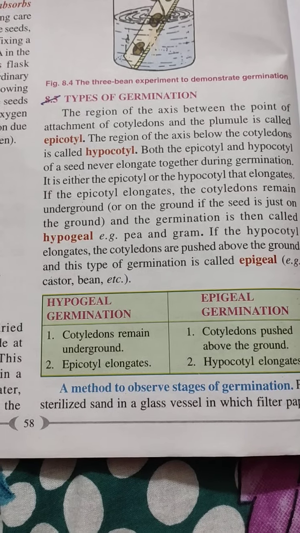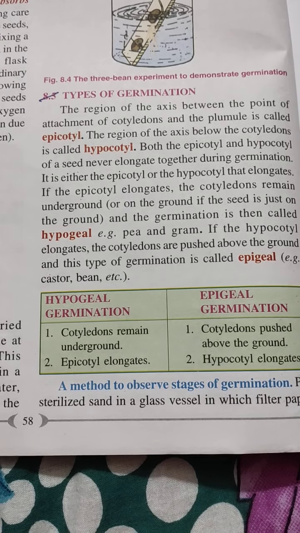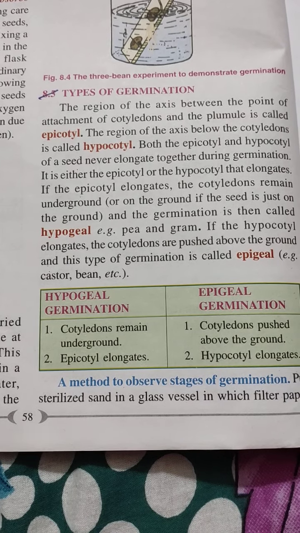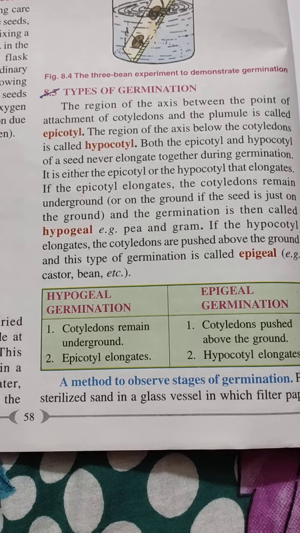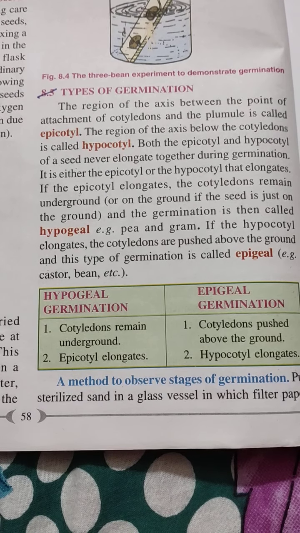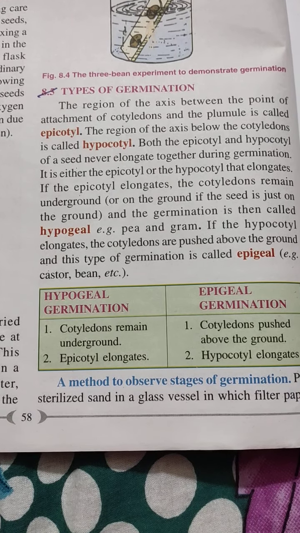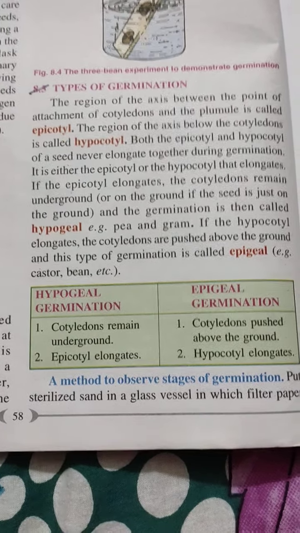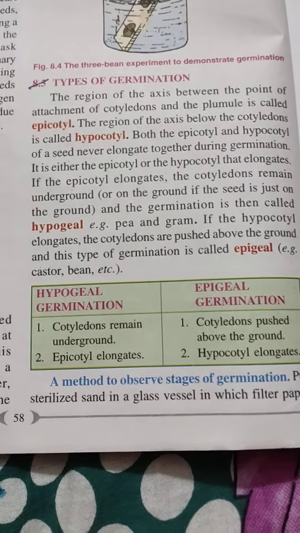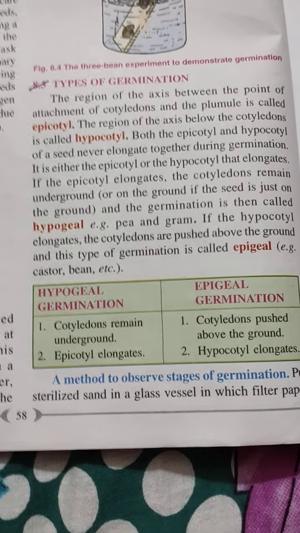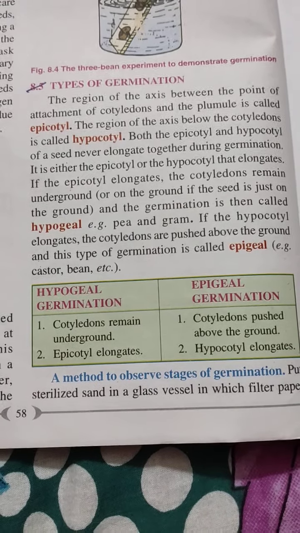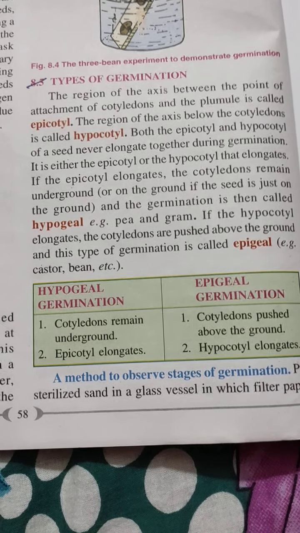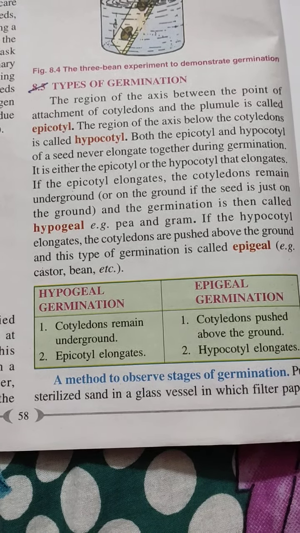Now if the epicotyl starts elongating, that is the portion between the point of attachment of cotyledons and the plumule, that means above the cotyledons, then the cotyledons remain underground and the germination is called hypogeal, because epicotyl elongating means the portion above the cotyledon is elongating and the cotyledon is remaining underground. This kind of germination is known as hypogeal. We can find it in pea and gram.